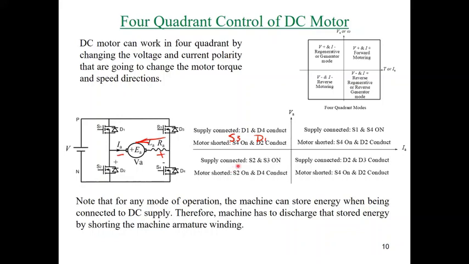Why do we need to control? We need to control the applied voltage magnitude. So if we apply the gating signals to S2 and S3 for all of the time, it means the applied voltage to the motor will be the value of V. This will not allow us to control the machine speed. But in order to control the machine speed, we need to make chopping, as we described in the last lecture.